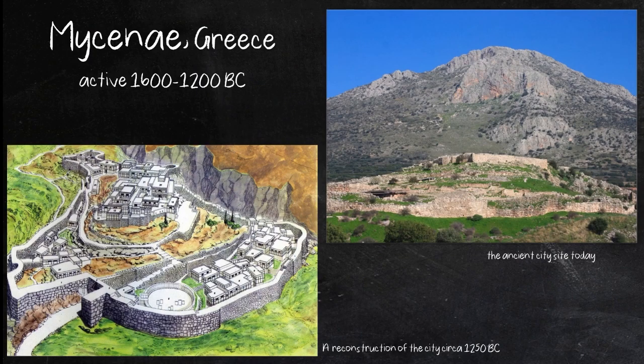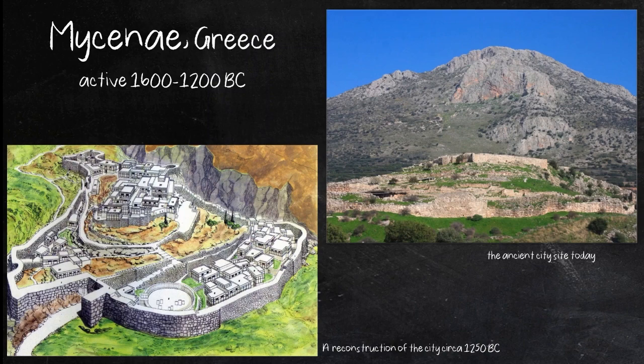Archaeologists named the Greek Bronze Age civilization the Mycenaeans after this site. The Mycenaeans were constantly at war with each other. So Mycenae is like all Mycenaean cities, strategically located on a hilltop and fortified with multiple walls.